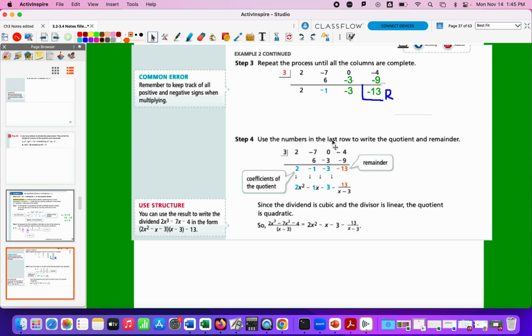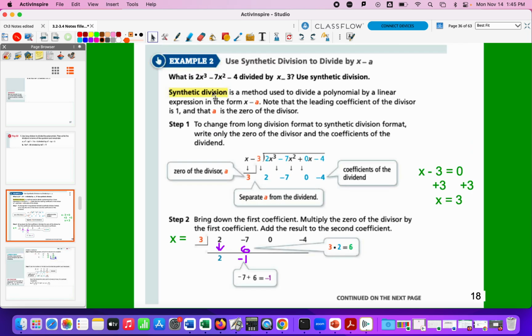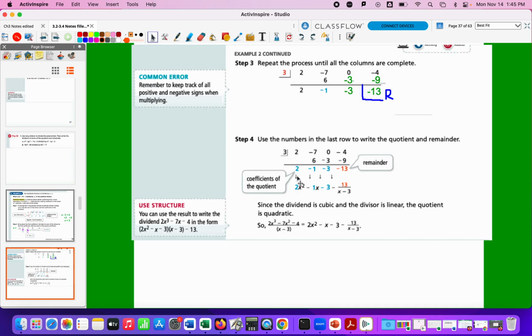Okay, so here's what happens. Those last numbers there actually become your answer. With long division, you have your answer there. Here we do the same thing. It'd be a 2x squared. It's always going to be 1 power lower because we had an x cubed and we're dividing by x, so my answer should be an x squared. So this gives you my answer, 2x squared minus 1x minus 3, and then you just put minus 13 over x minus 3. That's how we write the remainder when we're doing these. If you did long division with this problem, you would get the same exact answer.